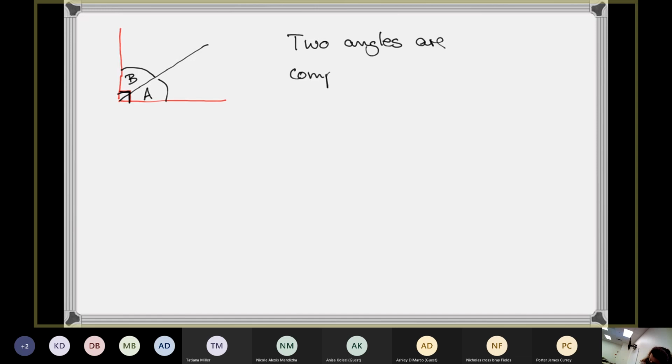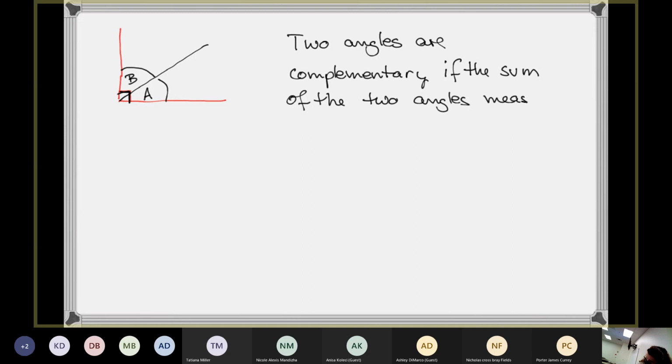Two angles are complementary if the sum of the two angles measures 90 degrees. There you go.